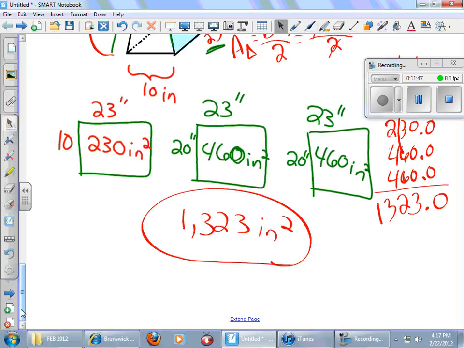And there you go. It's that simple. Break it up into its shapes, find the area of all the shapes, add them all together. That is surface area.